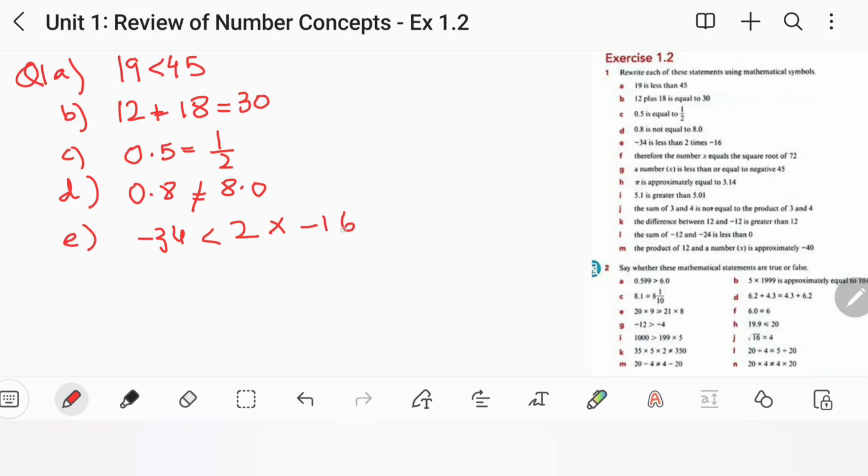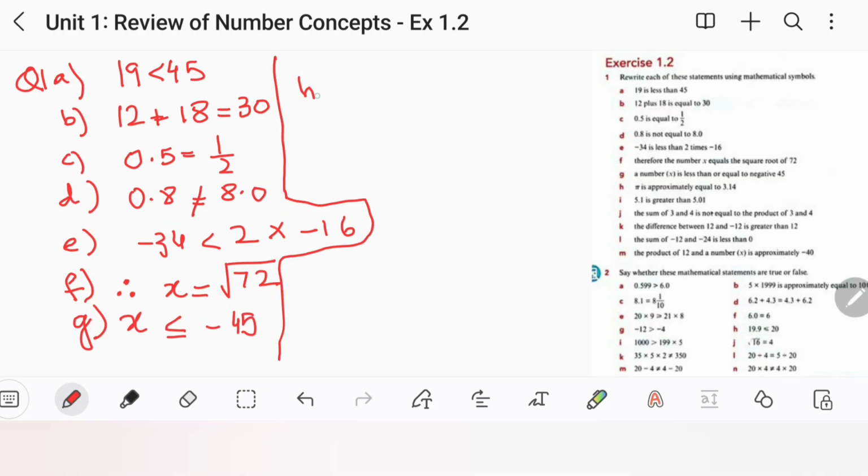Then in E, negative 34 is less than 2 times negative 16. Okay, for times I put this multiplication sign. In F they are asking therefore the number x equals the square root of 72. So for therefore I'll put these 3 dots, one on the top and 2 in the bottom. Therefore x equals the square root of 72. Then G is the number x is less than or equal to negative 45. For less than or equal to, you put this equal to under this less than sign, so it makes a less than or equal to.